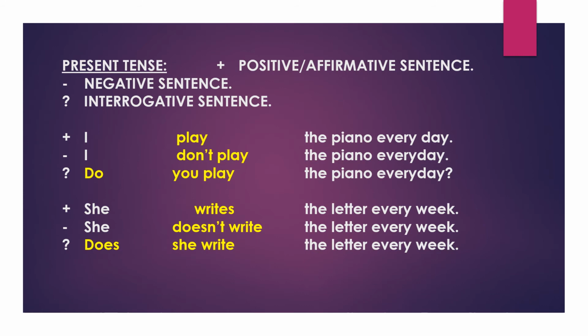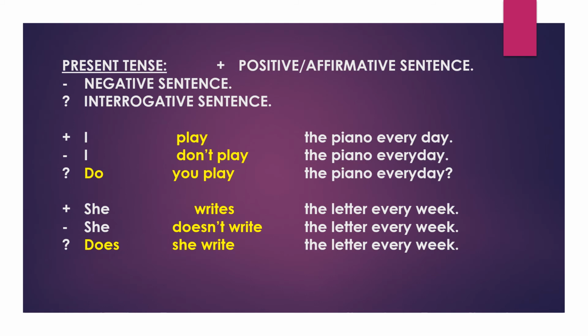Let's see. She writes the letter every week. This is the positive verb. We go to negative, the verb becomes doesn't write. Remember, doesn't is the auxiliary or helping verb. So writes should return to basic form, write without s. Once again, doesn't is an auxiliary or helping verb.